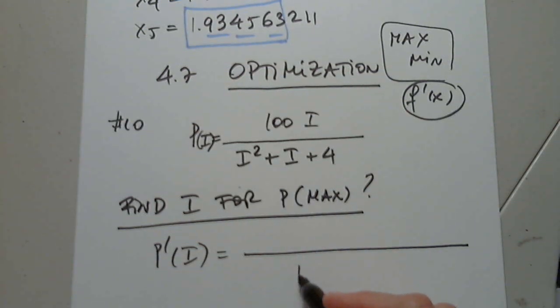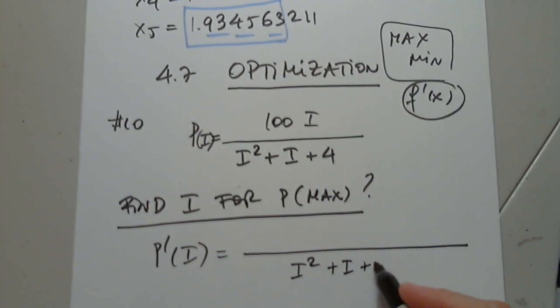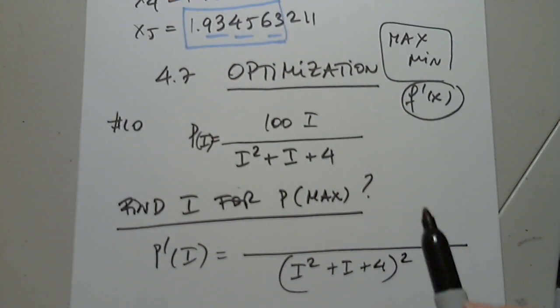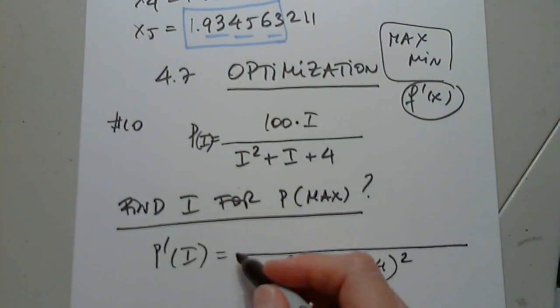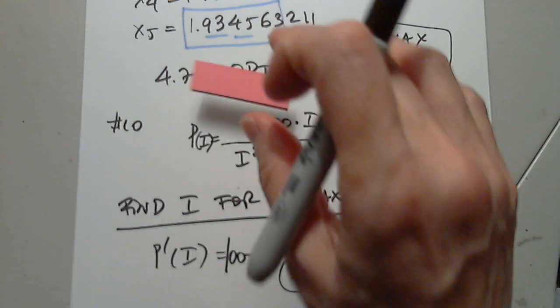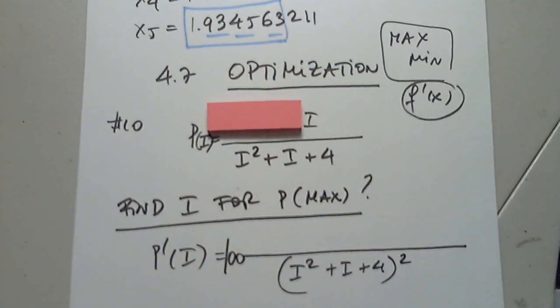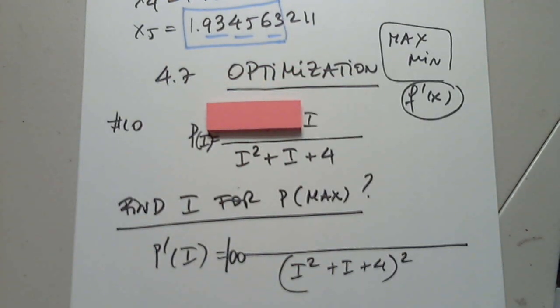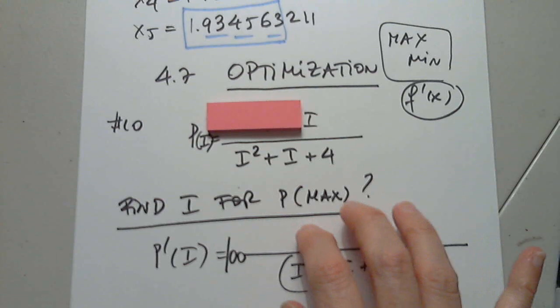So the denominator is I squared plus I plus 4, everything squared. Since this is a factor here, I'm going to put 100 in front. I don't want to deal with it. It can wait patiently because it's a factor. How do we differentiate this quotient? I already put the denominator squared. So what do we have to write at the top?